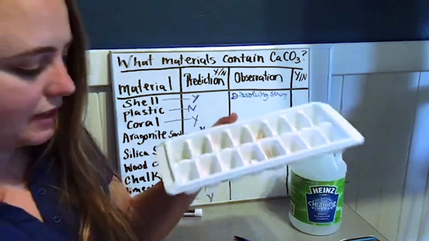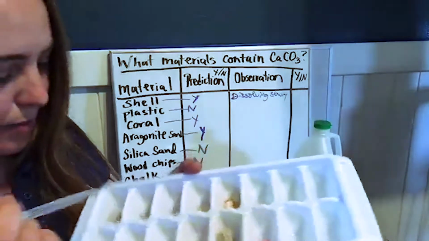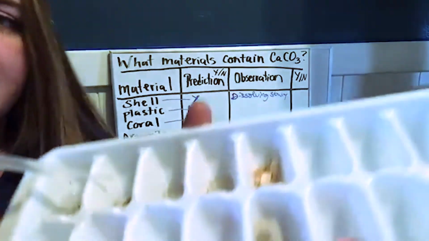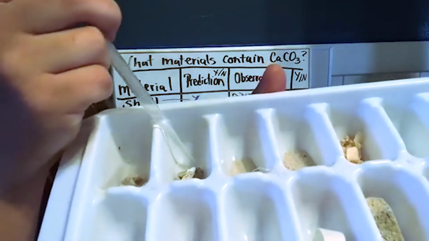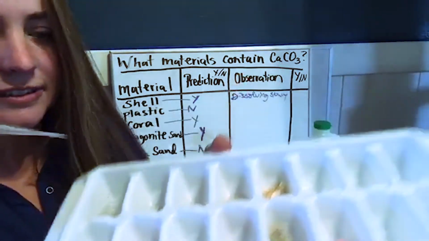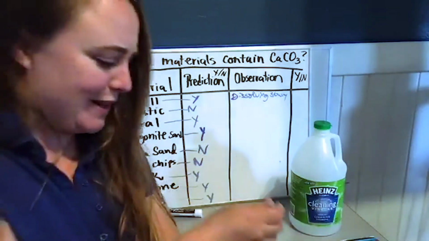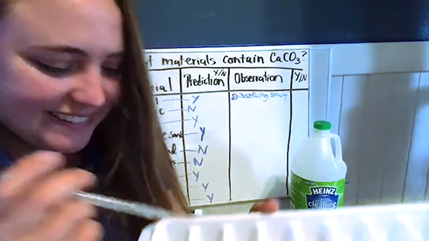Next, we're going to add some vinegar to the coral. In the comments, you don't have to agree with my predictions. What do you think is going to happen when we add vinegar here? Do a couple squirts. I'm going to look at what I'm doing because it's hard to function backwards with you. Okay.